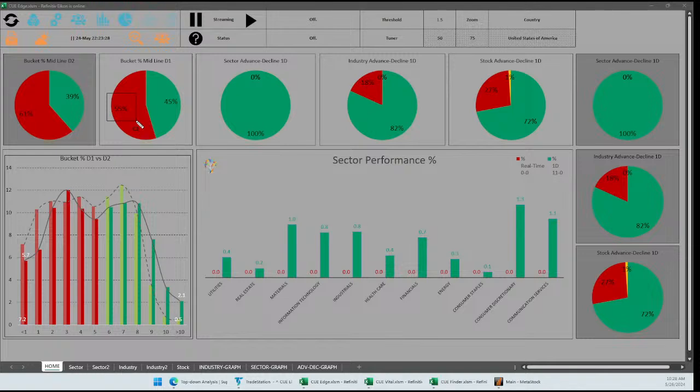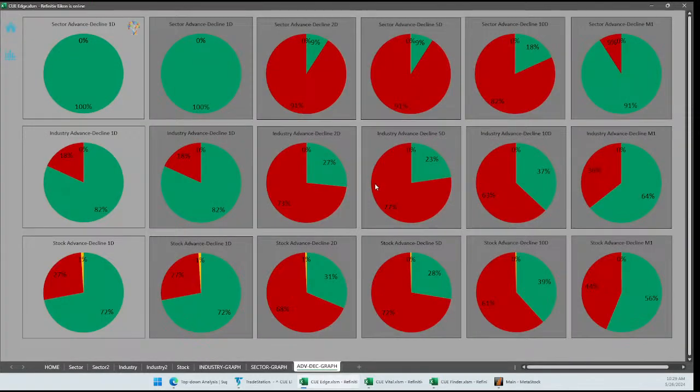55% of stocks are below mid Bollinger Band, slightly more bearish than bullish. Not a lot, not overbought at all. Now I shared this sector industry stock breadth earlier. Let's look at it in a bit more detail.